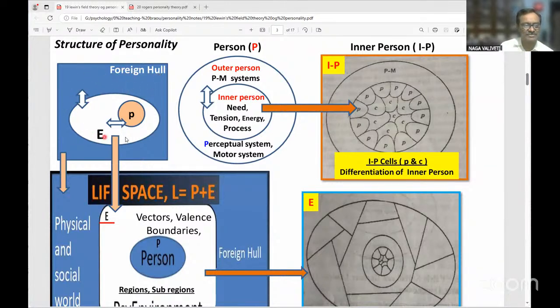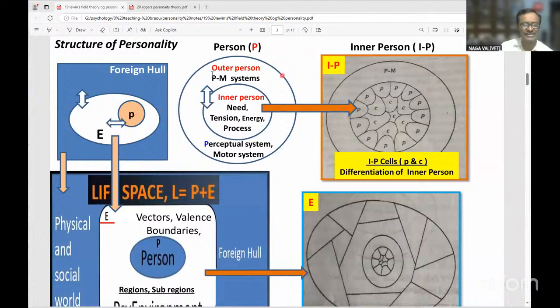This is the process of personality. This is called the structure of personality. What are the elements? P, E, and the whole. P plus E is called life space. Right? This personality, P, I am going to discuss here.